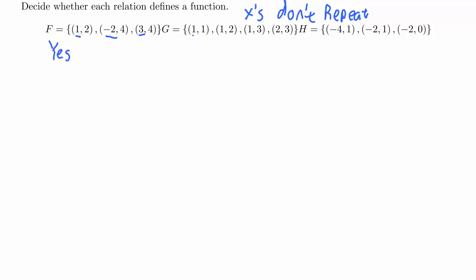G, if we look at the relation, it's the set of all coordinates (1, 1), (1, 2), (1, 3), and (2, 3). I'm going to look at the x coordinates. Now, 1 corresponds to 1, 1 corresponds to 2, 1 corresponds to 3, and 2 corresponds to 3. I look at this and ask myself, do any of the x's repeat themselves? And the answer here is yes, they do. The 1's are repeating here. So because of that, g is not a function.